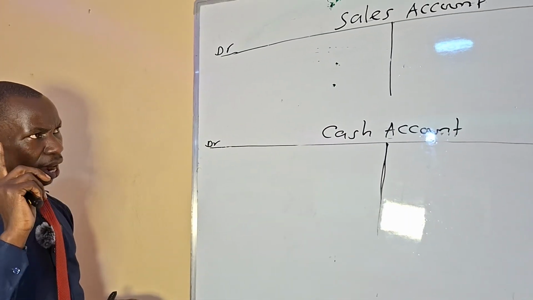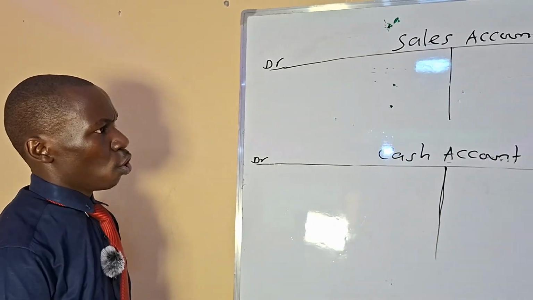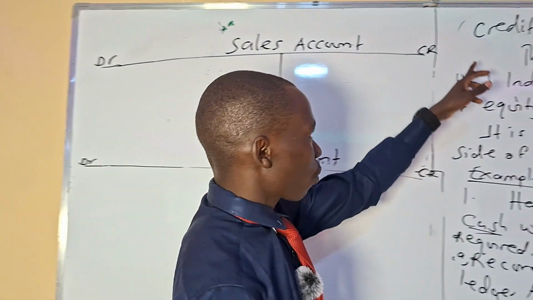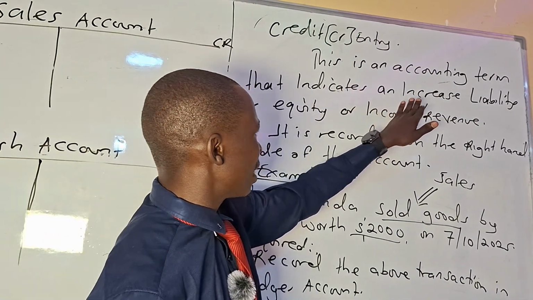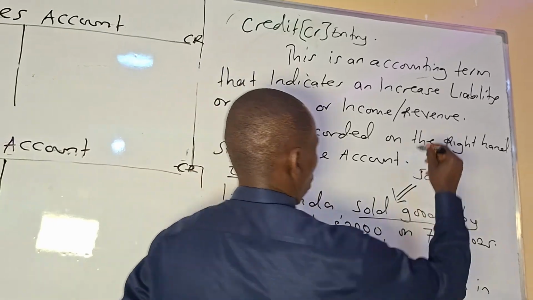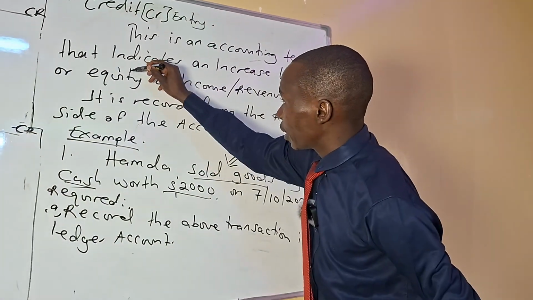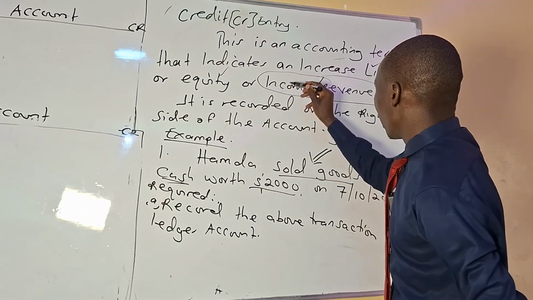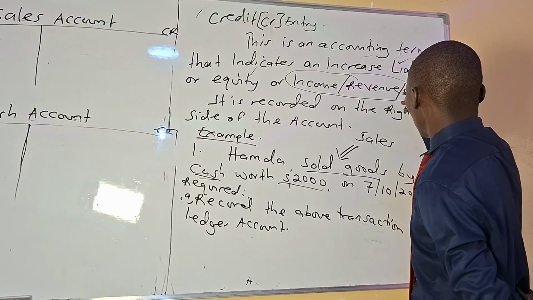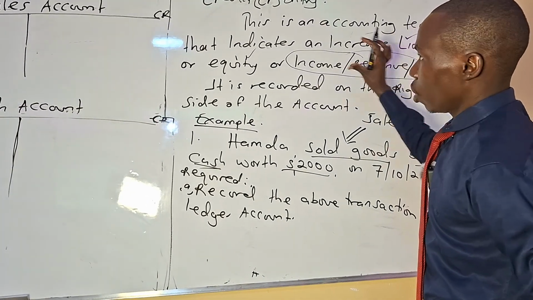Don't forget our concepts for credit and debit entry. We said credit entry is an accounting term that indicates any increase in liability, equity, or income. Of course, we know sales is not a liability or an equity, but sales is an income, or revenue. And we are saying if there is any increase in sales, you credit.